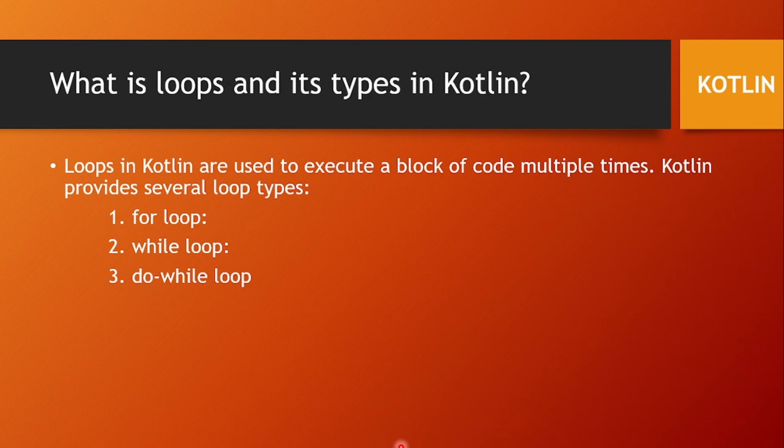The concept of loops in Kotlin, like in other programming languages, is used to execute a block of code multiple times, and it is used for iteration and for traversing through collections or ranges. So we have multiple types of loops. Basically, three types of loops are used to execute blocks of code multiple times, which are the for loop, while loop, and do while loop.